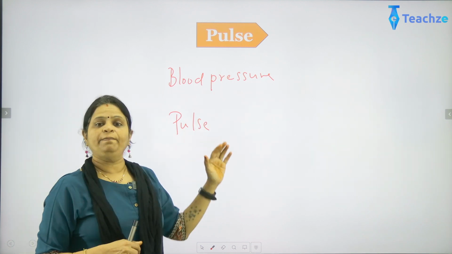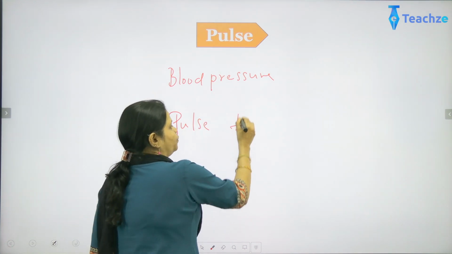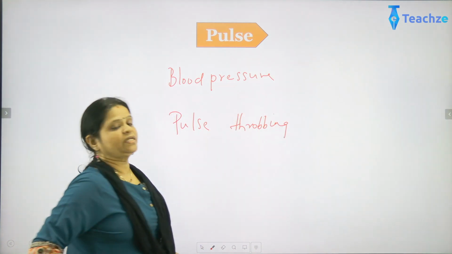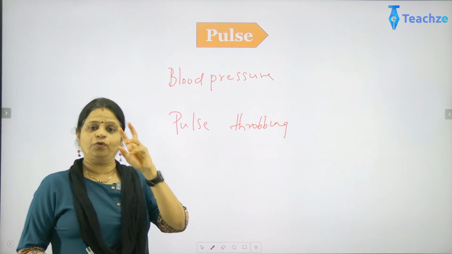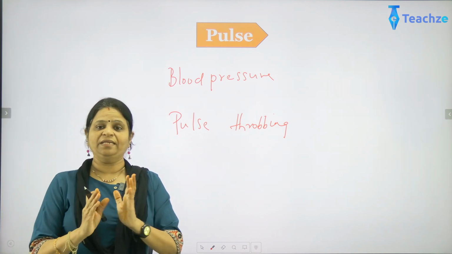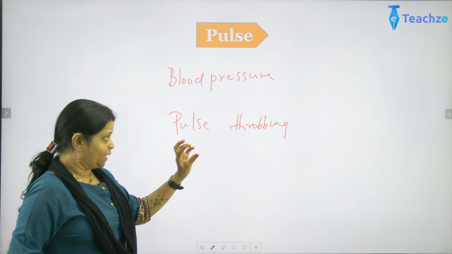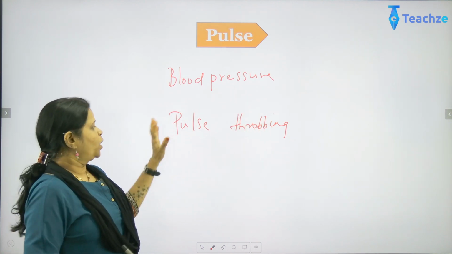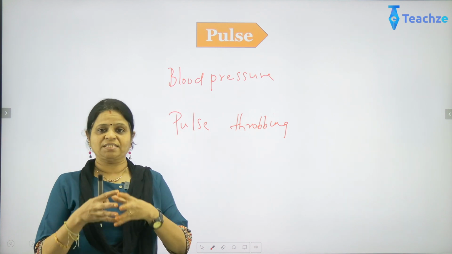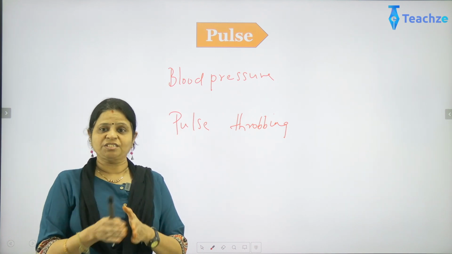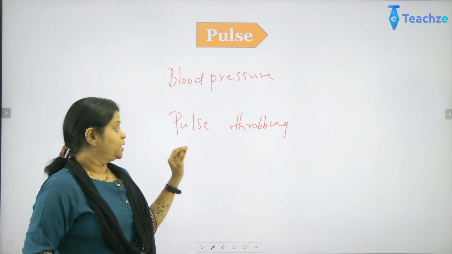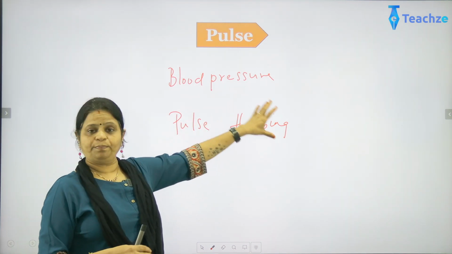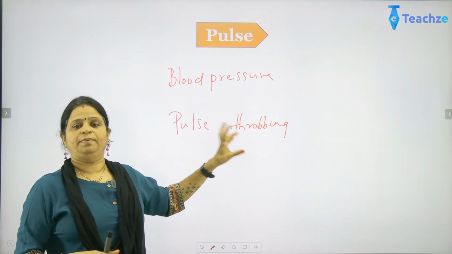Now, pulse will be the throbbing portion. We call it throbbing because in arteries we already understood that the blood flow is not even, it is intermittent, and that intermittent type of flowing we call throbbing. Now, what happens whenever the heart contracts and relaxes and the blood gushes out of the ventricles? The blood in the arteries also flows intermittently, with that throbbing kind of flow inside the blood vessels.